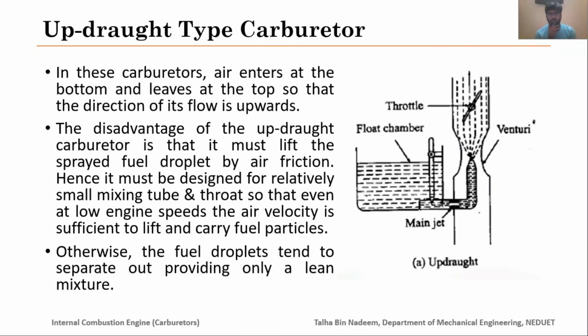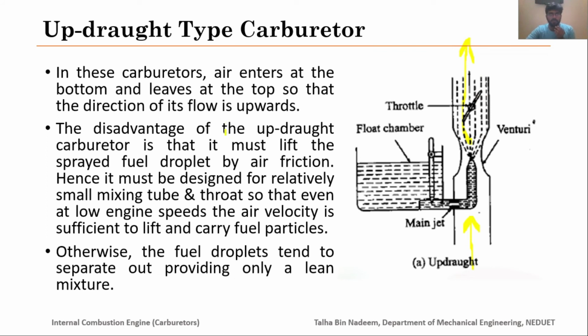Okay, we will just go through the details of this updraft carburetor. I have already explained it, but we will just go through the details. In these carburetors, air enters at the bottom and leaves at the top, so the direction of its flow is basically upwards. It is coming from the bottom and then going to the top, taking the fuel along with it. So the direction is upwards.